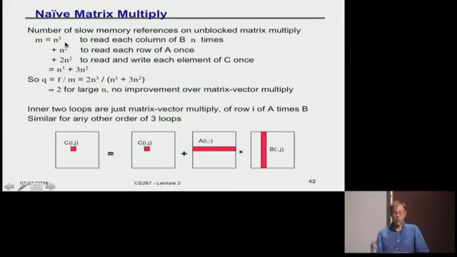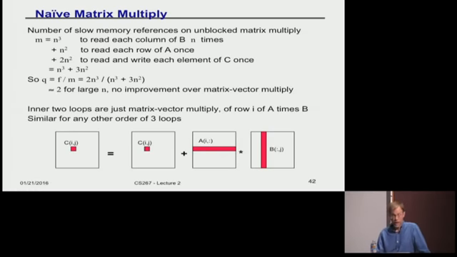So I have n cubed reads of B, and then the n squared reads and writes of A and C. And so the number of reads is still n cubed. And so my computational intensity is 2n cubed flops divided by n cubed reads. It's still 2. It's still just as bad as matrix vector multiply.